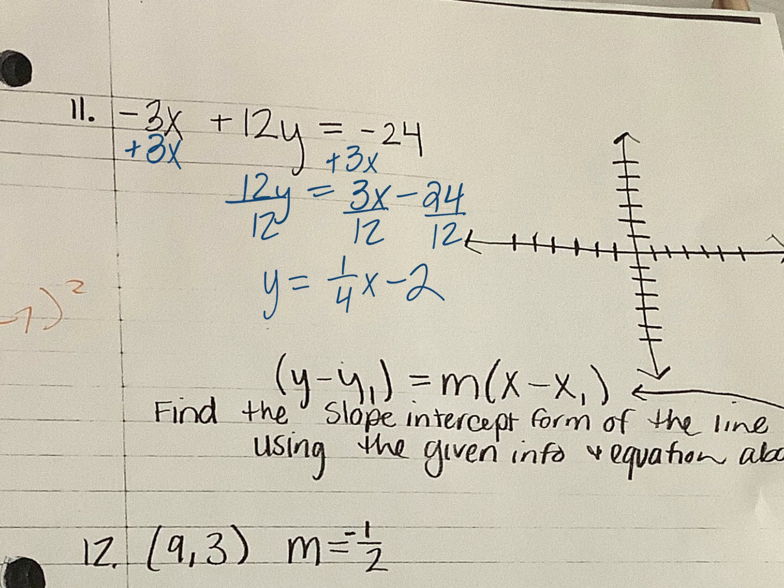So, again, start with your y-intercept. So you're going to go down 2 and put a dot. Then your slope tells you to go up 1, right 4 from your dot that you drew. So 1, then 1, 2, 3, 4.